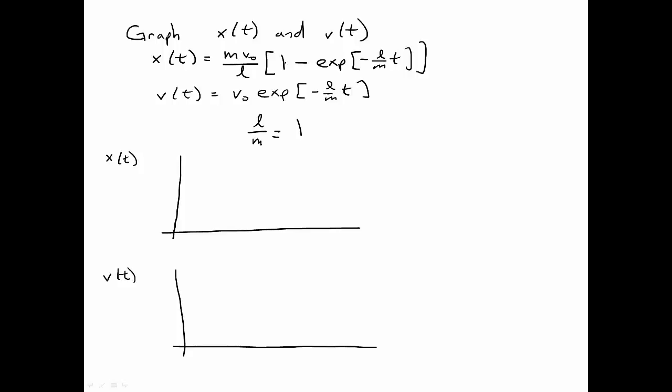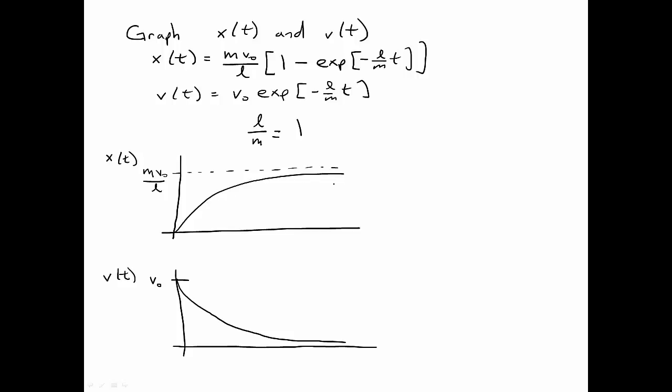So x of t is 1 minus an exponential. So I'm doing upside down exponential decay. And I already calculated that as t approaches infinity, it approaches m v naught over L. And velocity as a function of time is exponential decay. I know what that looks like. It goes to 0. And it starts out at v naught. Okay, so let's think about this. Does this make sense? So it starts out going fast, and then it slows down and eventually stops.